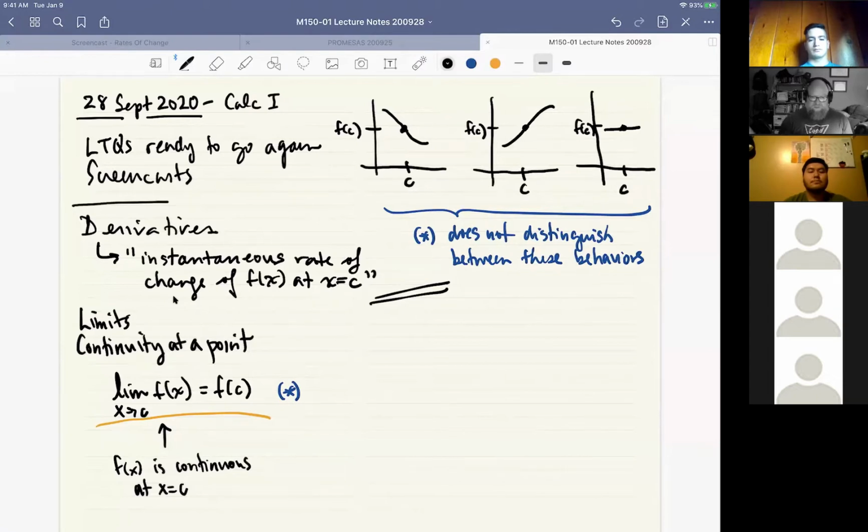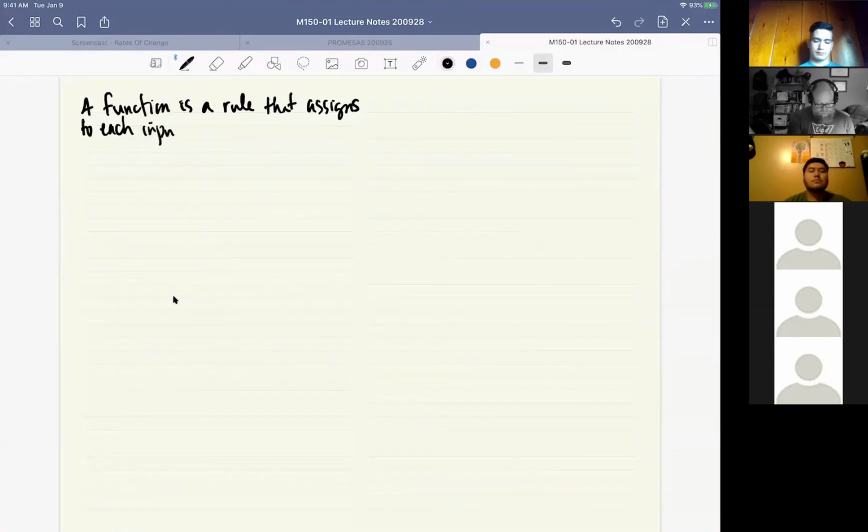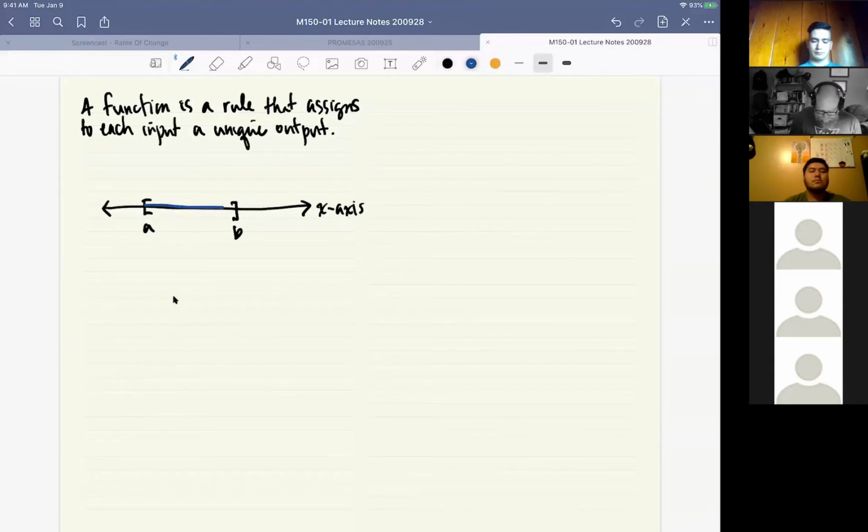So this was a statement about continuity. This was a statement about limits. Let's go back further and talk about functions. A function is a rule that assigns to each input a unique output. So if we have an input axis, I'm not going to draw the vertical axis, and we've got an interval a to b of numbers that we're going to plug into a function, then what the function does is it takes a number and maps it up to something. Okay.